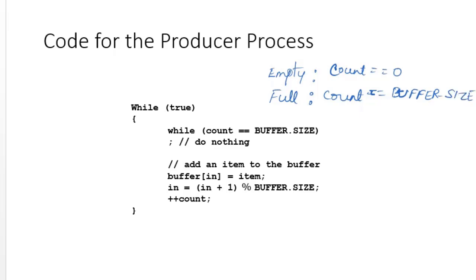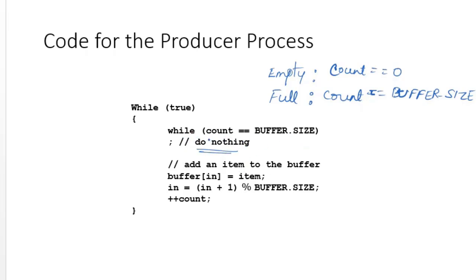Okay. So now with these basic concepts, we can understand the code of the producer and consumer process. Please have a look here. When count value is equal to buffer size, it indicates that buffer is full. And when buffer is full, we already know that producer cannot produce a new item because there is no space to hold it in the buffer. So while count is equal to buffer size, we are doing nothing.